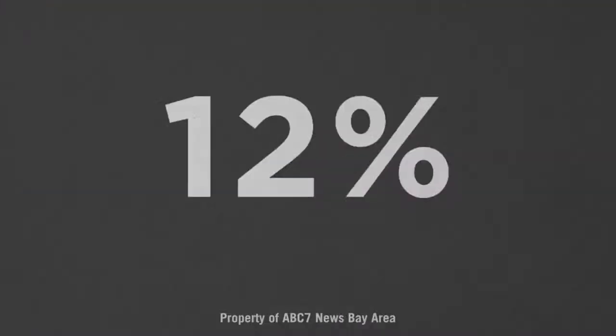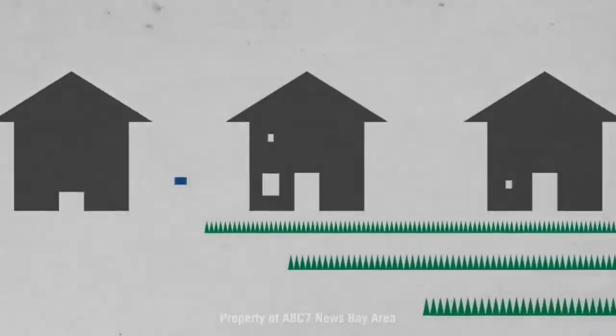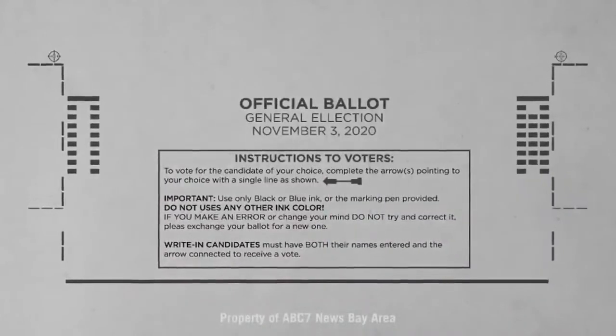Let me first explain how recall works in the state of California. The way that it works is 12% of the last voting population, that number of people have to sign a recall petition in order to get a recall on the ballot. So that would mean about 1.5 million people would need to sign a recall petition in order to get his recall on the ballot. Then when the recall actually happens, there are 2 questions that you vote on.